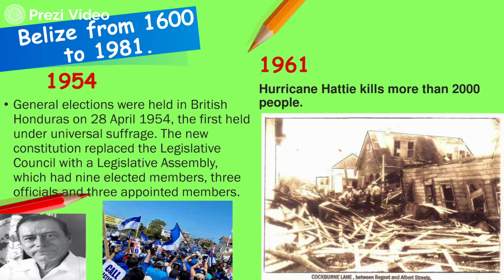This election was won by the People's United Party, and that's when Honorable George Cadle Price became the first premier of Belize. Then again, another thing happened. Another natural disaster struck our country. In 1961, Hurricane Hattie came, and Hurricane Hattie killed more than 2,000 people in our country. So again, that was another devastating time for Belize. Let's continue with our significant dates.